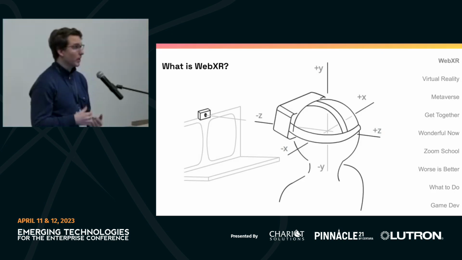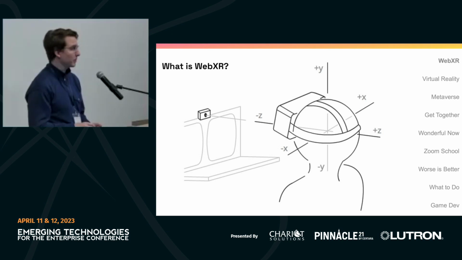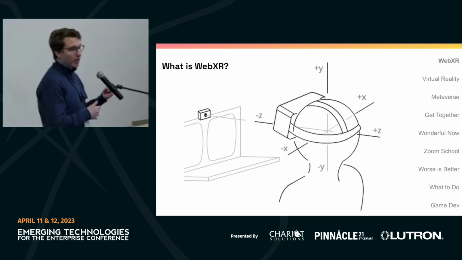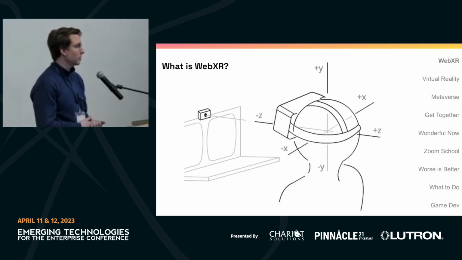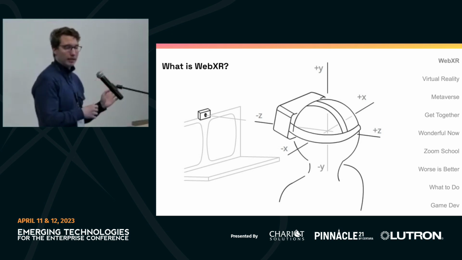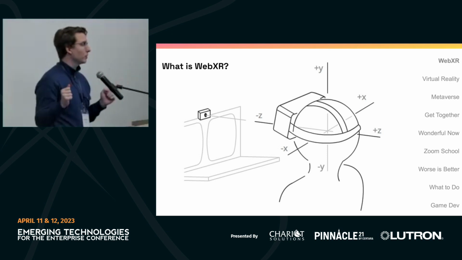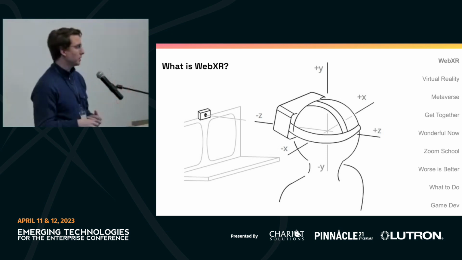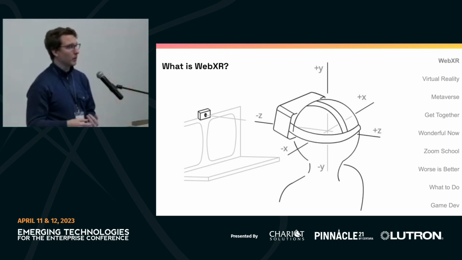WebXR is a browser API that allows web applications to connect to immersive devices like VR and AR headsets. It was preceded by a browser technology called WebVR, which was for virtual reality headsets. WebXR adds augmented reality headsets, and it also brings the 6 degrees of freedom controllers that people are holding when they use these devices into the API as well.